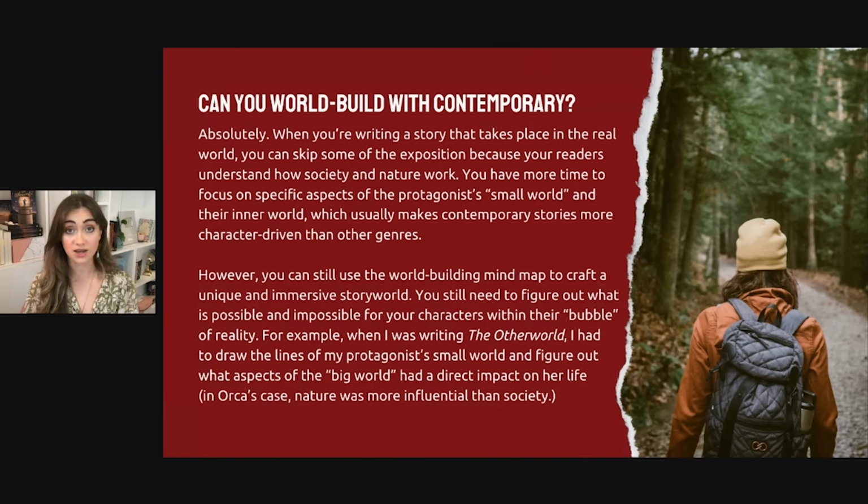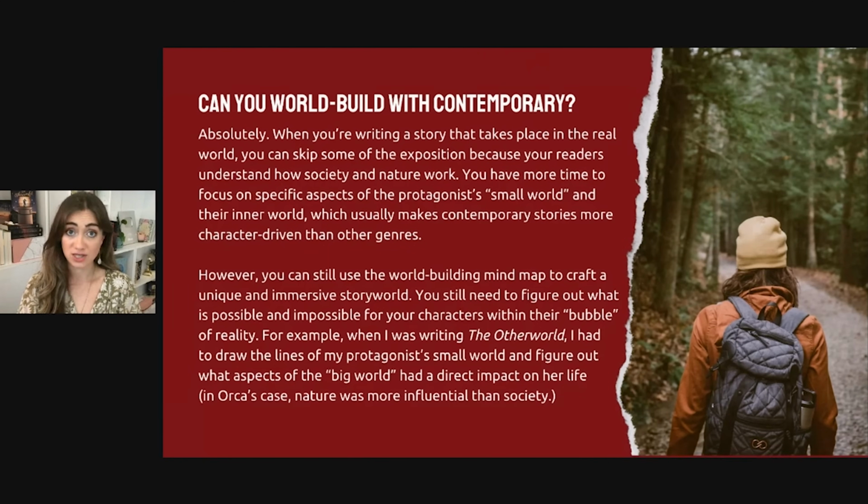Okay, so in Orca's case, who's my protagonist, nature was more influential to her than society because she was kind of cut off from society. She has grown up on this island all by herself with her father, and she's not really part of normal society. So because of that, I had to draw the boundaries of, okay, what is her world like? In fact, the whole basis of the story is kind of starting from this place of she's in this world and the other world is out there, and she feels like it's this mysterious thing she wants to know more about because it's so outside of her small world. Okay, so find different ways that you can leverage this and do this with your contemporary story if you're writing contemporary.